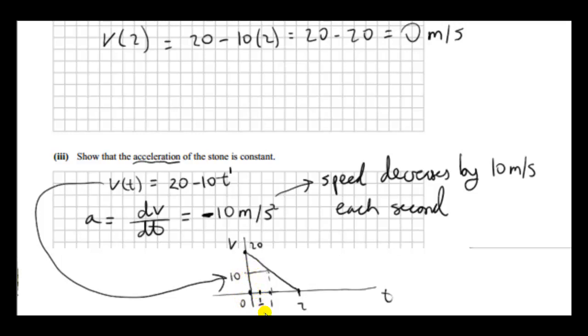Of course, we could imagine finer and finer intervals. We could imagine what happens after half a second. The speed is going to decrease by 5. Okay, and we're dealing with uniform deceleration. Well, I should just say uniform deceleration, not continuous deceleration. Uniform means constant deceleration. The minus sign means that we have a decelerating stone.